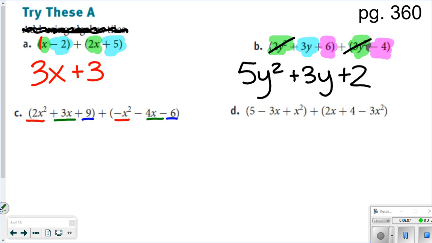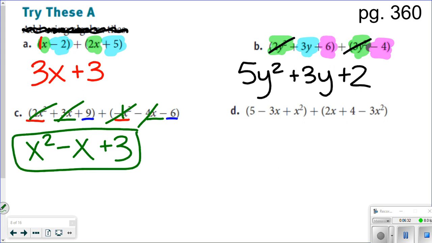Okay, let's do our x squareds first. So 2 minus 1 is just 1x squared. 3x minus 4x is negative 1x. 9 plus a negative 6, 9 minus 6 is 3. That's my answer.